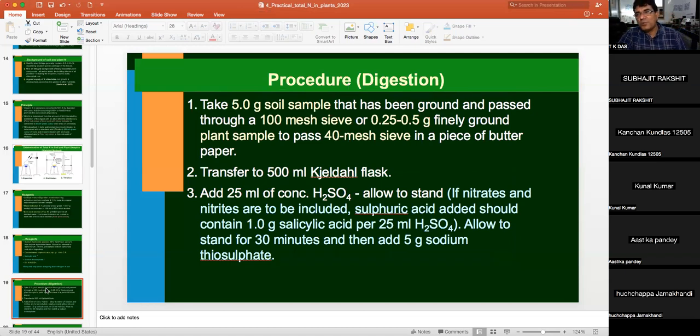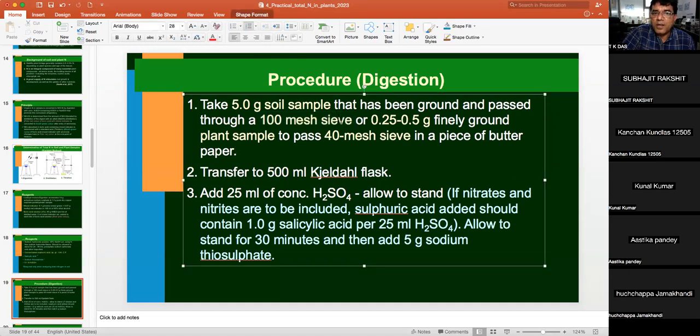Now, procedure, how to do it actually in the lab. Take 5 gram soil sample that has been ground. Ground means powdered and passed through 100 mesh sieve, means 100 holes in 1 linear inch, or simply in 1 inch length, how many holes are there or sieves are there.